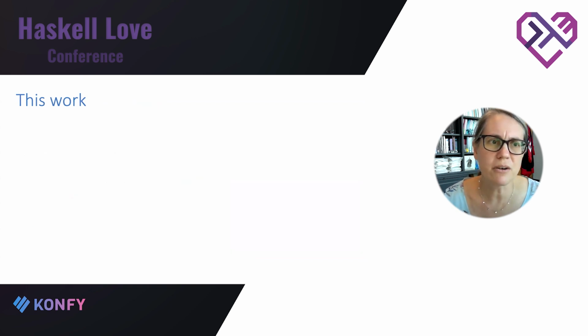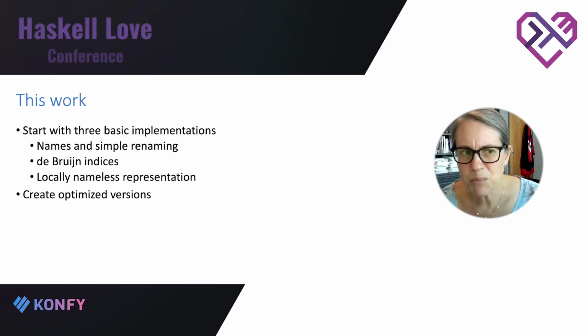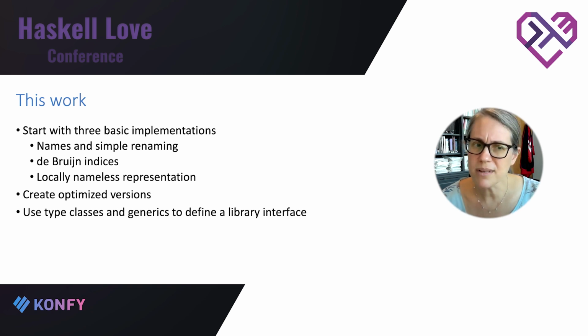Right, and so more generally, I'm going to start with three existing, very simple, basic implementations of capture-avoiding substitution. One that's just based on names, and it avoids capture by renaming bound variables where it needs to. One based on de Bruijn indices, and one based on a locally nameless representation. So that's capturing those three very common classes of implementation. I'm going to look at ways that we can optimize all three of these approaches and see what difference the optimization plays.